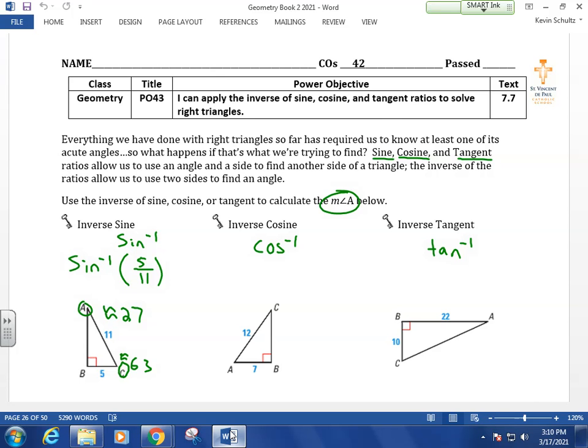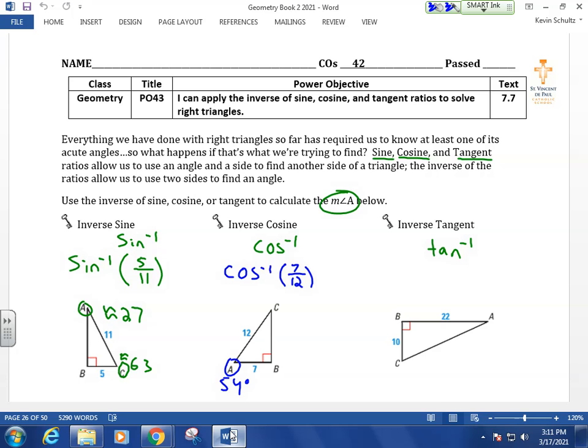I'm going to switch markers here so I can write a little bit more accurately. For the next one, we're looking for angle A, which is now down here. From angle A, the reason why this is going to be cosine is because 7 is adjacent to it and 12 is the hypotenuse. The ratio that includes the adjacent side and the hypotenuse is cosine. So in your calculator, inverse of cosine, adjacent 7 over hypotenuse 12, and that gives us about 54 degrees for angle A.